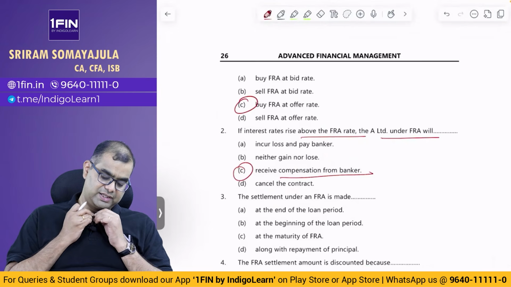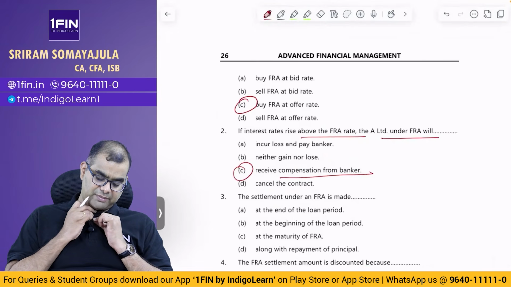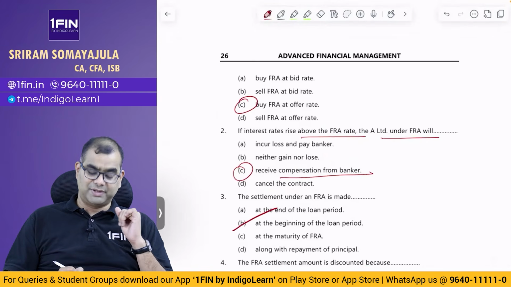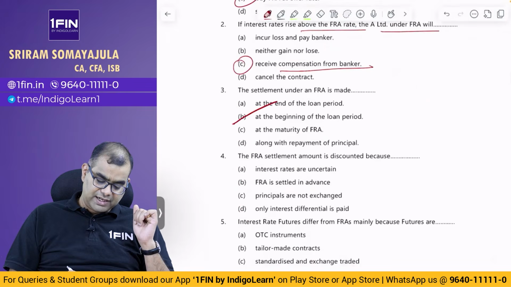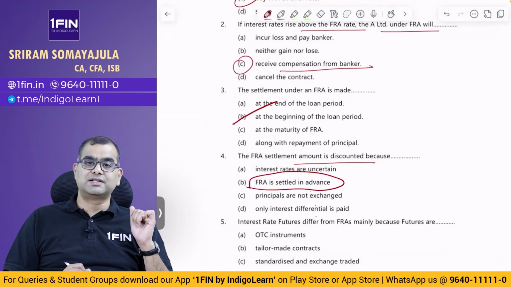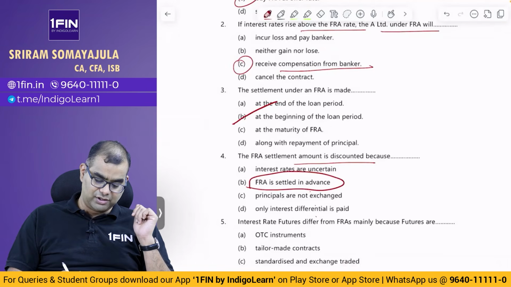The settlement of FRA is made at the end of the loan period, beginning of the loan period, maturity, or along with repayment of principal? No, it is made at the beginning of the loan period at present value terms. So FRA settlement is discounted because FRA is settled in advance, principal is not exchanged, only the interest differential is paid. It is discounted because FRA is settled in advance. It is not settled on the date of loan repayment.